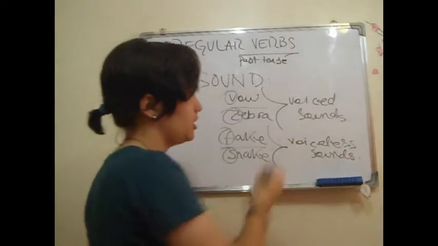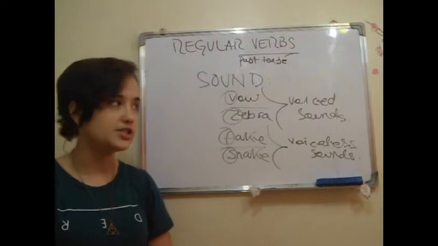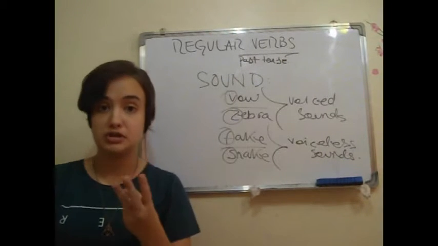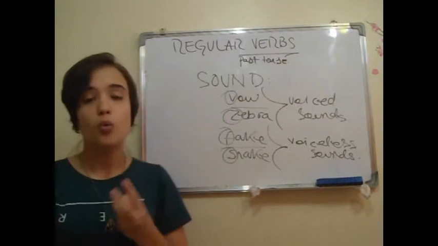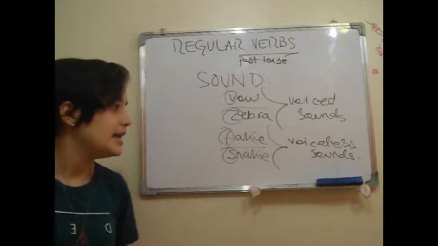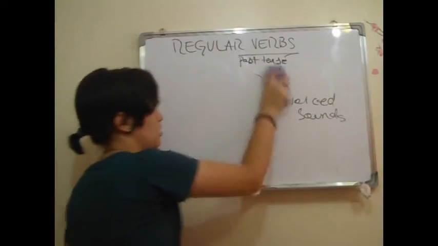These two phenomena exist within verbs because they are words, basically. So this is the reason why there are three pronunciations, depending on whether the final sound is voiced or voiceless. Let's start now, finally, with the rules.